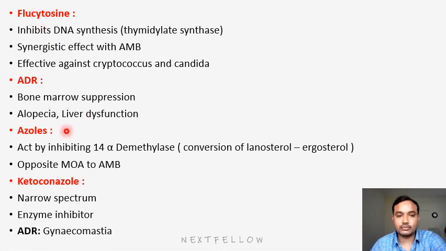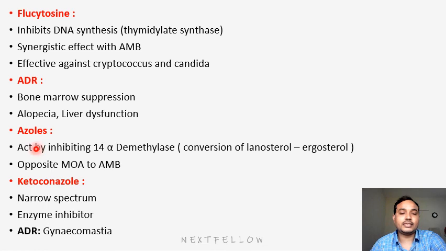Next drugs are the azoles, which are also very important. First amphotericin B, flucytosine, and then azoles. Azoles inhibit 14 alpha demethylase. This enzyme is useful for conversion of lanosterol to ergosterol. Ergosterol is the main component in formation of the cell membrane. When the cell membrane is not formed, it leads to death of the fungus. So by inhibiting 14 alpha demethylase, azoles inhibit formation of the cell membrane.